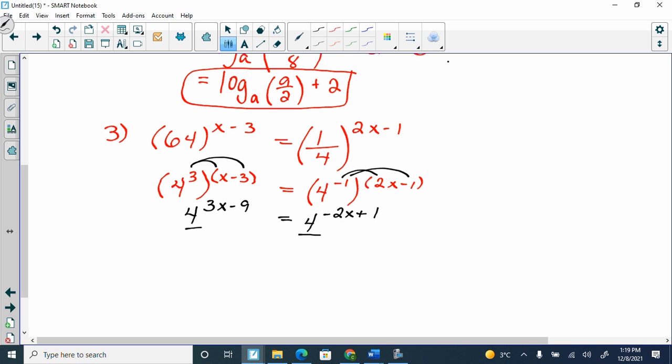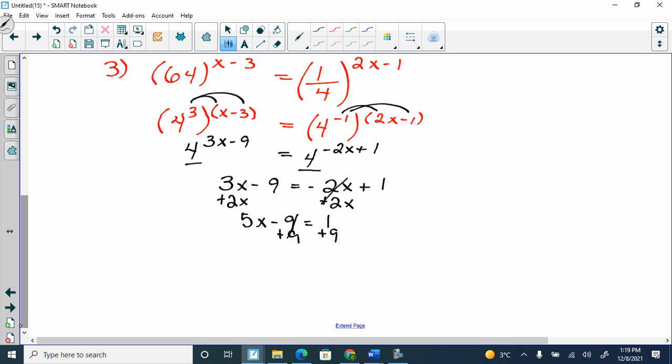Now my bases are the same, so I can set my exponents equal. 3x minus 9 equals negative 2x plus 1. Put my x's together. Add 2x. 5x minus 9 equals 1. Add my 9 over. 5x equals 10. Divide by 5. And x equals 2.